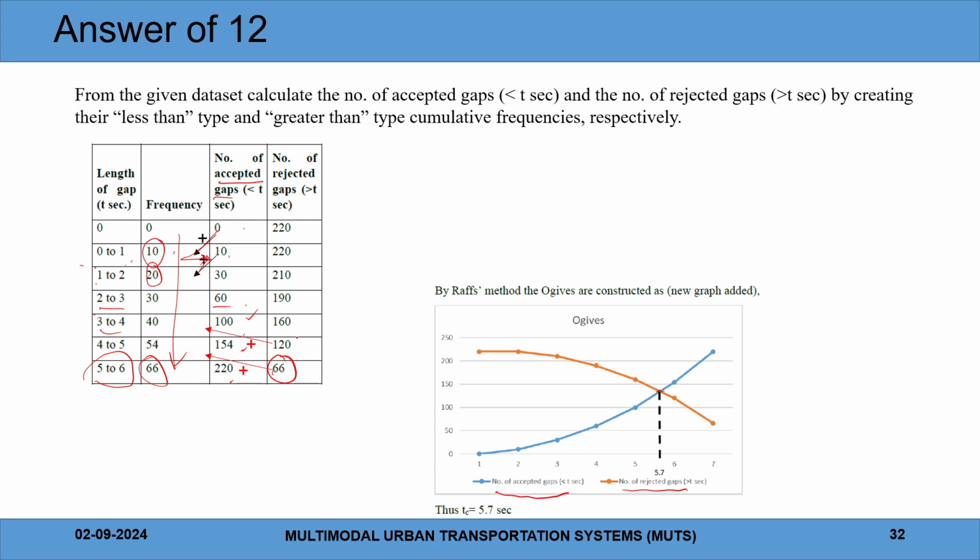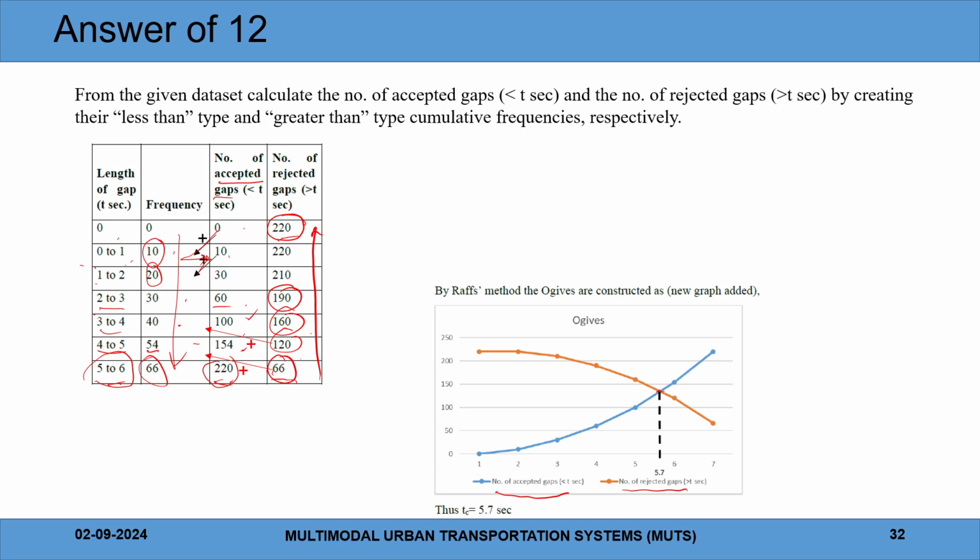Again, for less than that, you need to find the cumulative one, like 66 plus 54, it will come as 120. Then 120 plus 40, it will come as 160. 160 plus 30, it will be 190. Like that, it will come as 220. So 220 people are rejecting a gap of 0 seconds, but all the people are accepting a gap of 6 seconds. It can be interpreted like that: every person rejects a small gap, but every person accepts a large gap, maybe 5 to 6 seconds.